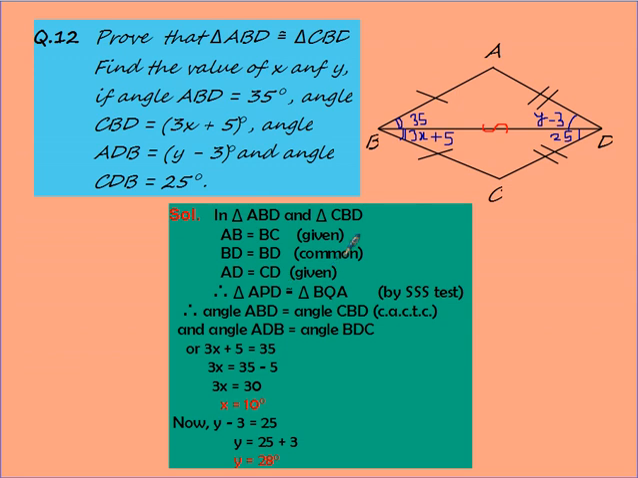So what I have proved: AB is given equal to BC, BD is common, and AD is given equal to CD. So SSS test, easy. Therefore your angle 3x plus 5 is 35, so I got x, and then y minus 3 is 25, so I got 28. Easy question.